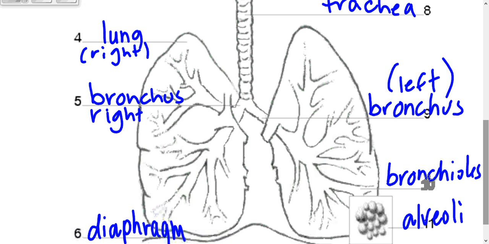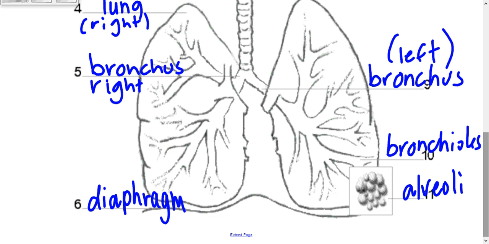You have bronchi. So you have 2 bronchi, but each one is called the bronchus. So we have our right bronchus over here. Down on the bottom here, we have our diaphragm, and that's basically a big muscle, and we'll talk about what that does and how it helps breathing tomorrow.